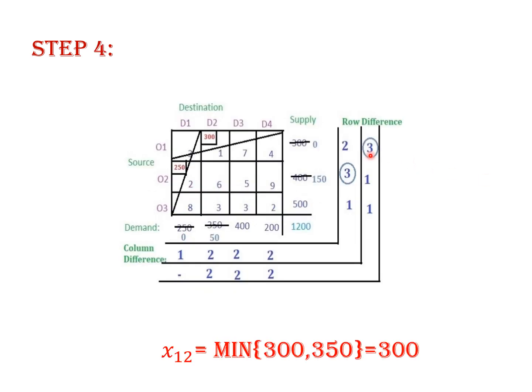It is in the first row. The minimum element in the first row is 1. It is in the second column. So, we find the value of x12. x12 is equal to minimum of a1, b2, 300, 350. The minimum element is 300. The minimum element is in a1. So, we cross off the first row and subtract 300 from 350. The remaining is 50.